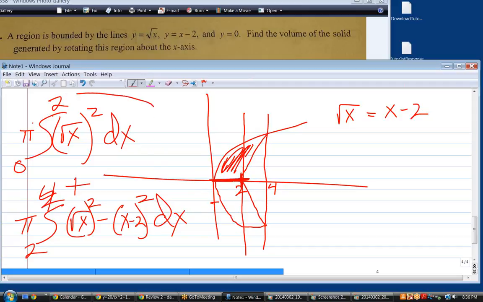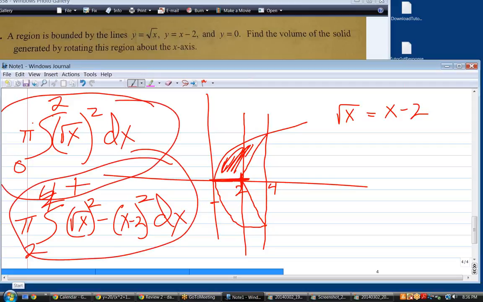So is this correct, the way she, does this match what she did? Yep, exactly. Okay.